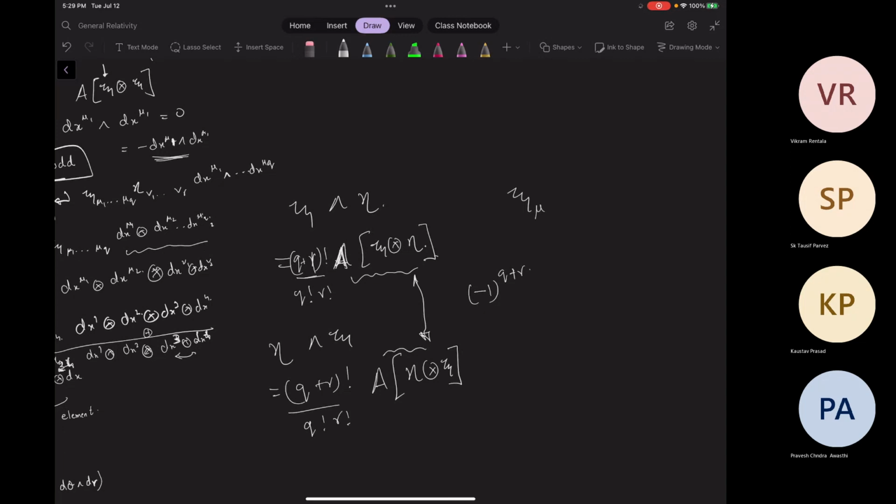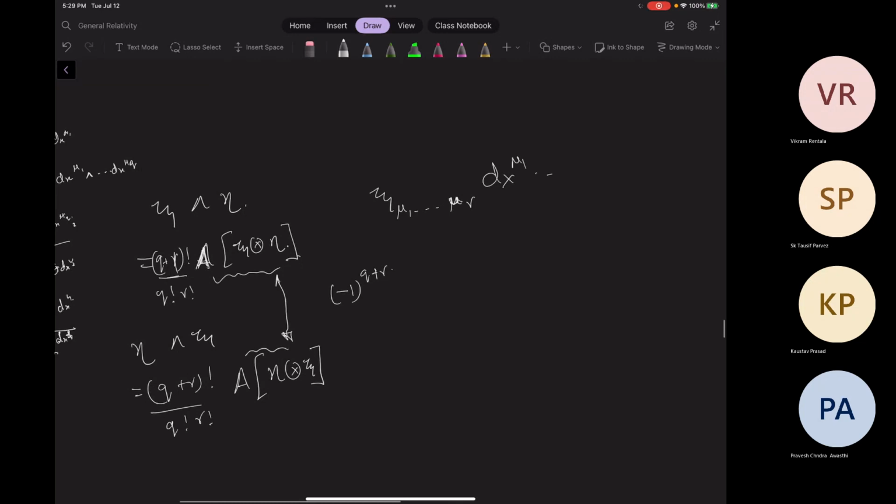So what I want to do is I have these indices mu1 through mu r, and I have dx mu1 through dx mu r. Now instead of thinking about the wedge product as the anti-symmetrization here, let me convert these to tensor products, and let me write this as an anti-symmetrization on the indices. This is equivalent to doing, as we've seen, 1 over r factorial psi mu1 through mu r dx mu1.